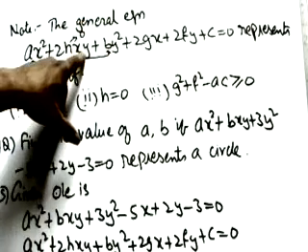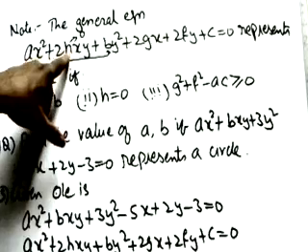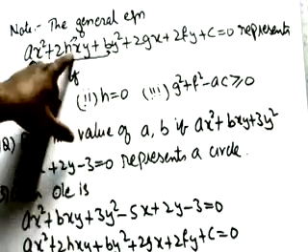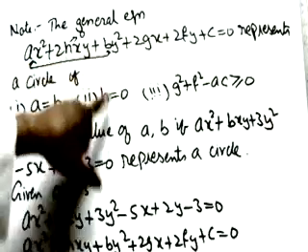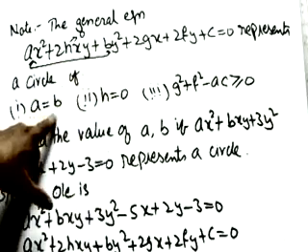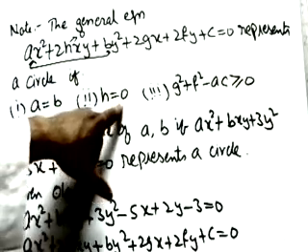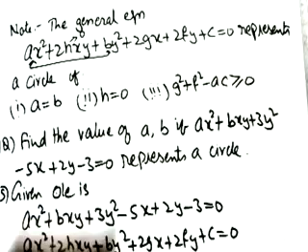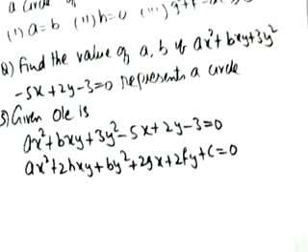You should not have the xy term in the circle, so this xy term should be 0. For that, H equals to 0. This term should not be present in the equation of a circle. So first condition is A equals B, second condition is H equals to 0, and third condition is g square plus f square minus ac greater than or equal to 0.